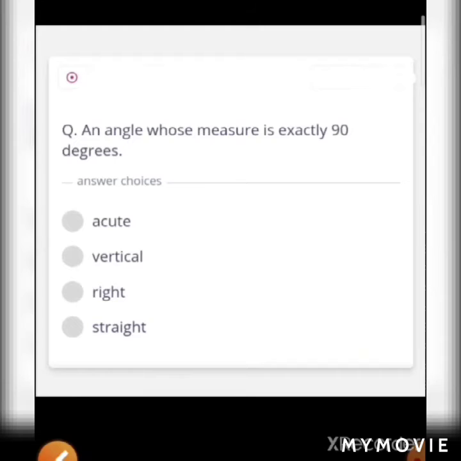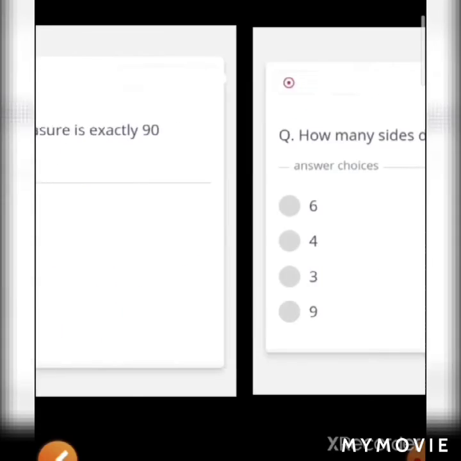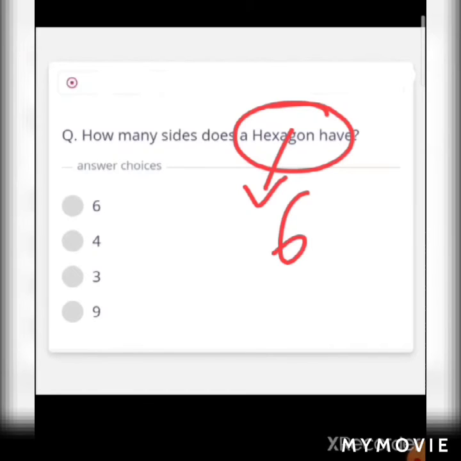Next question. An angle whose measure is exactly 90 degrees. Your options are A, acute angle, B, vertical, C, right, and D, straight. So 90 degree means right angle. So option is C. Next, how many sides does a hexagon have? Hexagon, how many sides? Your options are A, 6, B, 4, C, 3, D, 9. Hexagon means 6-side figure. So your option is A, 6.